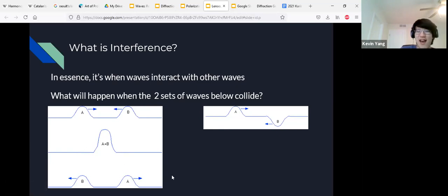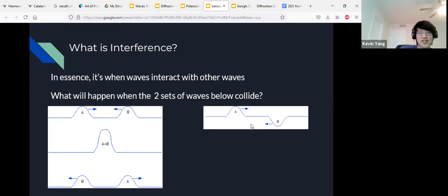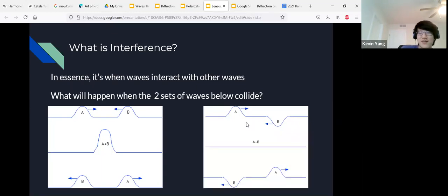So based on this, does anybody have any guesses for what's going to happen on this right side? They're going to cancel each other out. Yeah, they're going to cancel each other out. And then afterwards, they're going to continue going through each other. So as you can see here, whenever A and B meet, you have a high part going with a low part, and they're going to cancel each other out. It's like a hill going into a valley, and they cancel each other out. And then they continue moving forward to the other side, even after they meet.